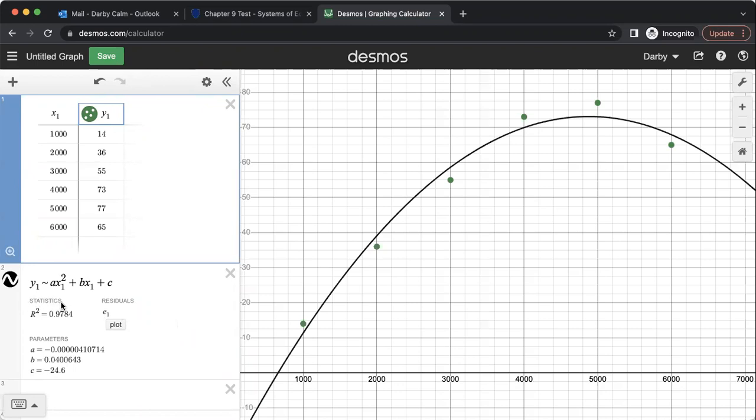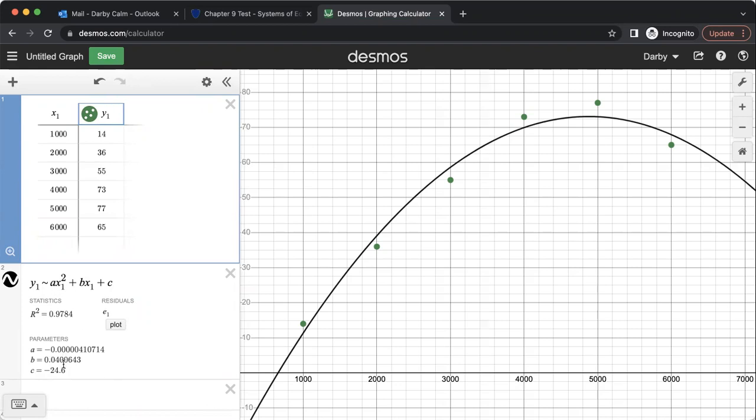and it will give you statistics, your R value, and the closer it is to 1, it means it's a very good fit. So this is a pretty good fit to this line. And then it also gives you the parameters. So it gives you your A, B, and C values. If you wanted to write your equation out, you could just plug those into the equation.